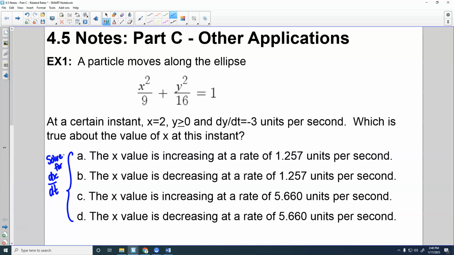Here, x and y are both changing, so there's nothing you can plug into this equation before you begin. You are going to just go ahead and take the derivative. It might be helpful to think of this as 1/9 x squared plus 1/16 y squared equals 1. So your derivative is going to be 2/9 x dx/dt plus 2/16, or if you want to reduce that to 1/8, you can, y dy/dt, and that will equal 0.